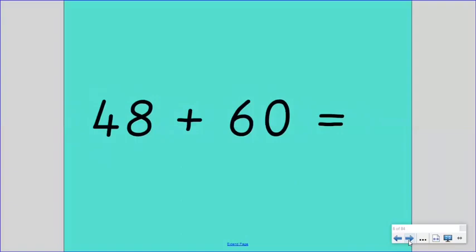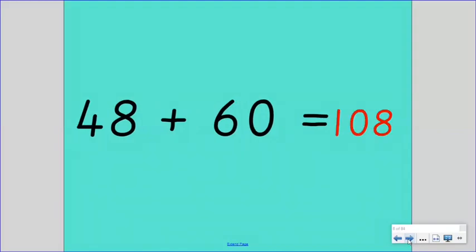48 plus 60. Okay, get ready for the answer. I'll put it on the screen now. Your answer is 108. Well done. So we start with 48 in our heads and we're putting 6 on our fingers, but we are counting in 6 tens, not 6 ones, because there are 6 tens in 60. Okay, so counting 6 tens from 48. 48, 58, 68, 78, 88, 98, 108. Well done.